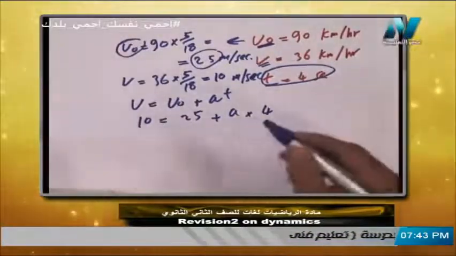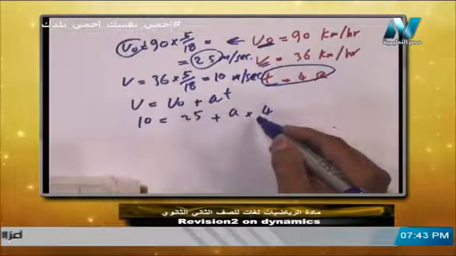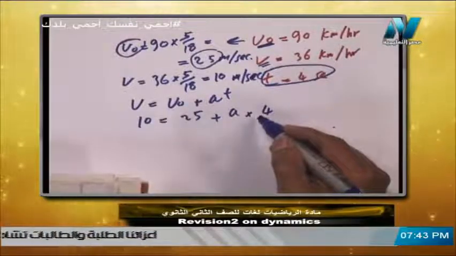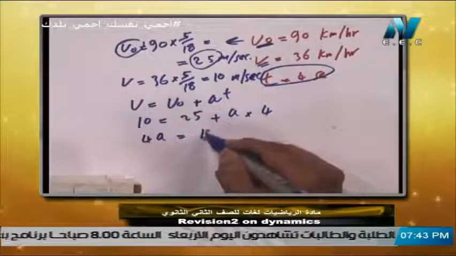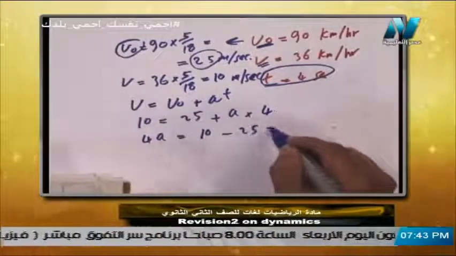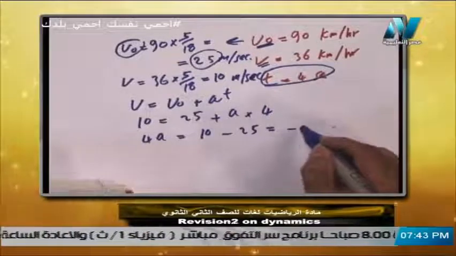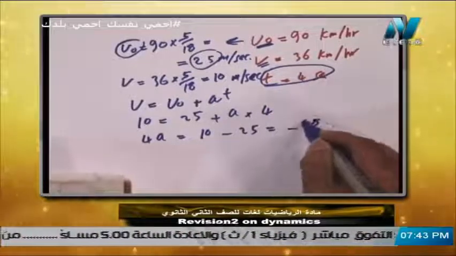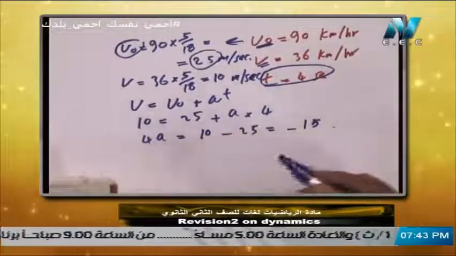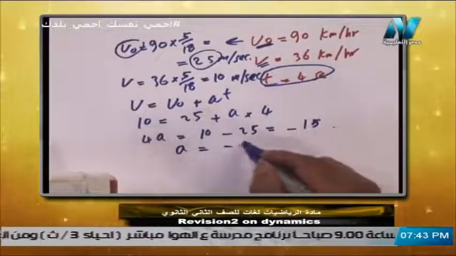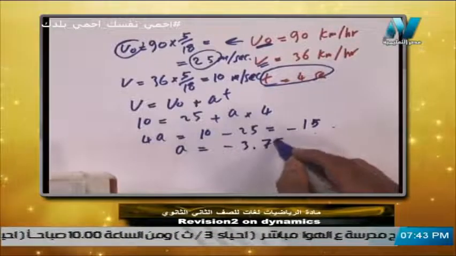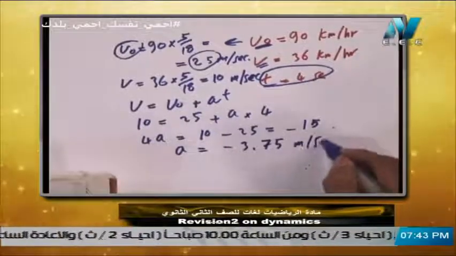Okay, so 4A equals 10 minus 25, it's negative 15. By dividing negative 15 by 4, then A, which is acceleration, equals negative 3.75 meter per second squared.